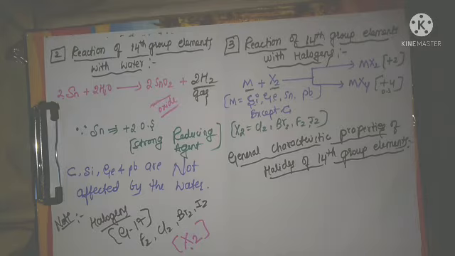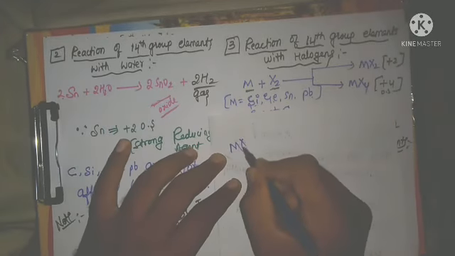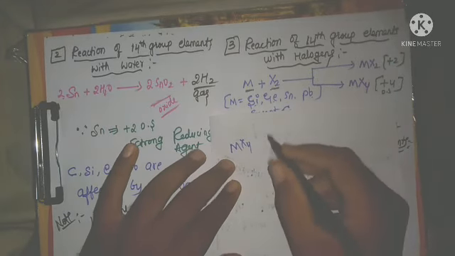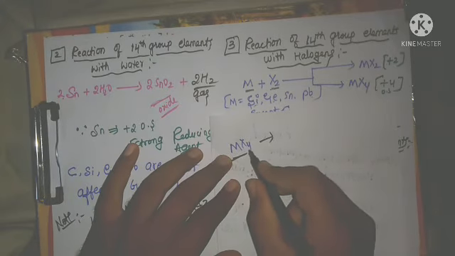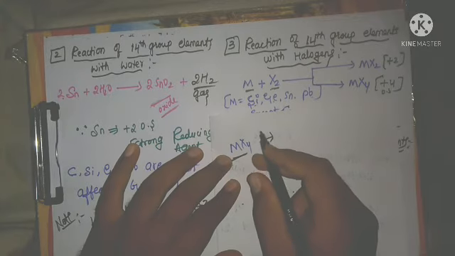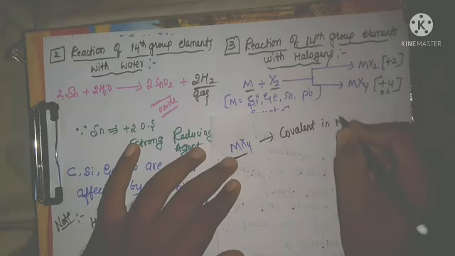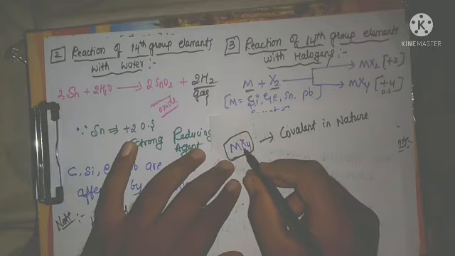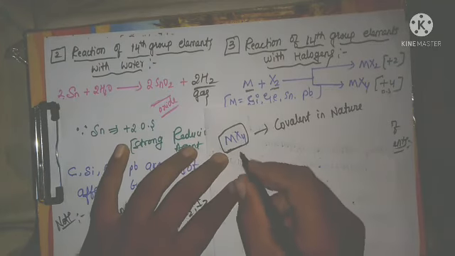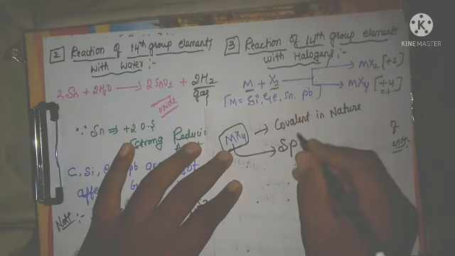Now I will take rough paper for this one. This MX4 means tetrahalides. If you see the compounds of these, maybe silicon tetrahalide, germanium tetrahalide, tin tetrahalide, whatever may be, almost all are covalent in nature. Means almost all compounds of these 14th group tetrahalides are covalent in nature, and the central metal atom, that is M, maybe silicon, germanium, tin, lead, is sp3 hybridized.